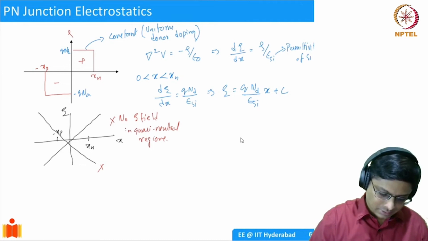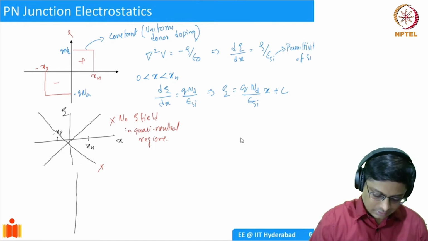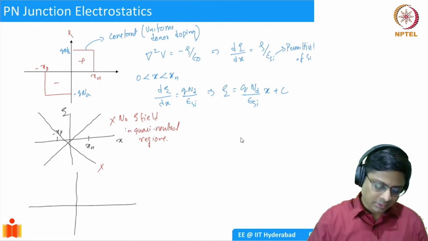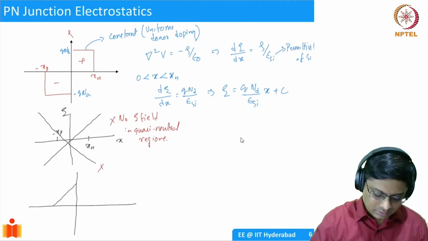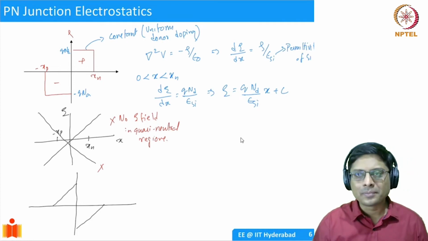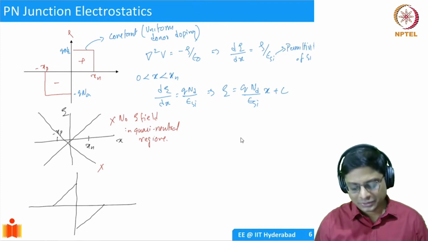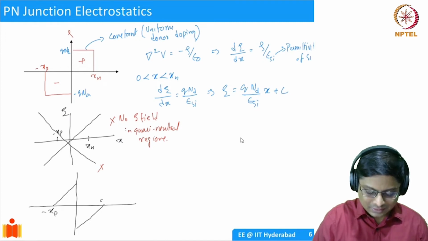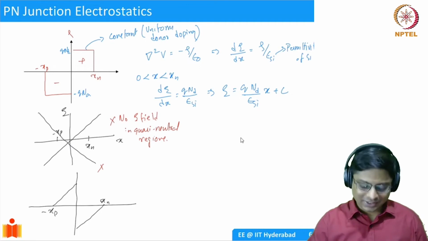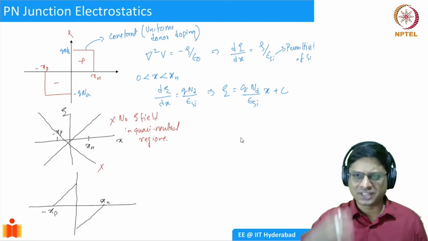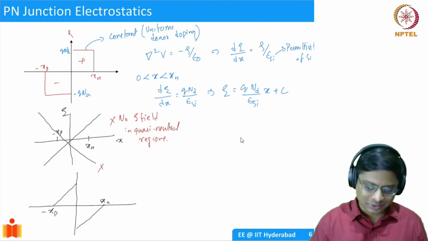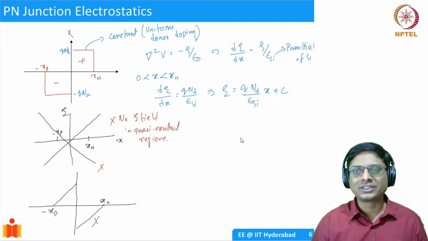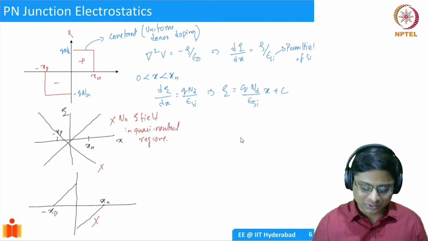Is it possible to have something which is like this? Well, it turns out that whenever you have a jump like this, let's say this is minus xp and this is xn, if you have a jump in the electric field like this, it has to have a charge at the interface, which is not the case here. So this also will not work, because you might have studied in electromagnetics that whenever you have a jump in the electric field, there is a charge density associated with the interface. That won't work.